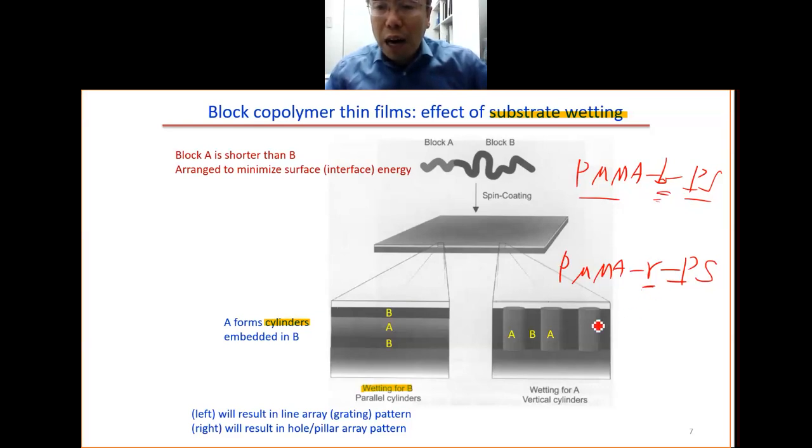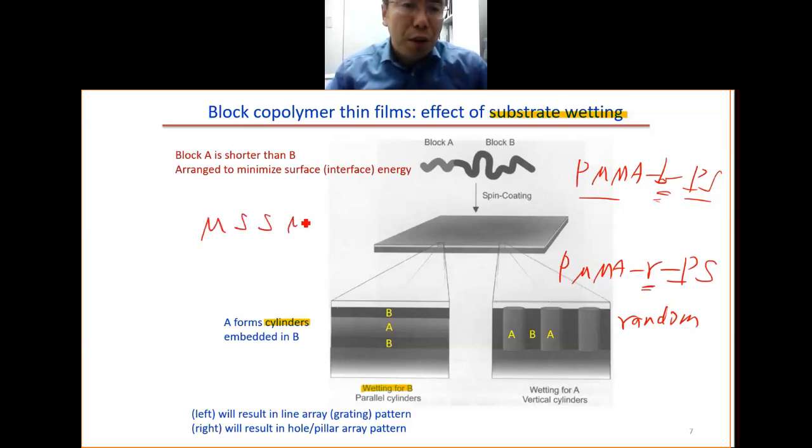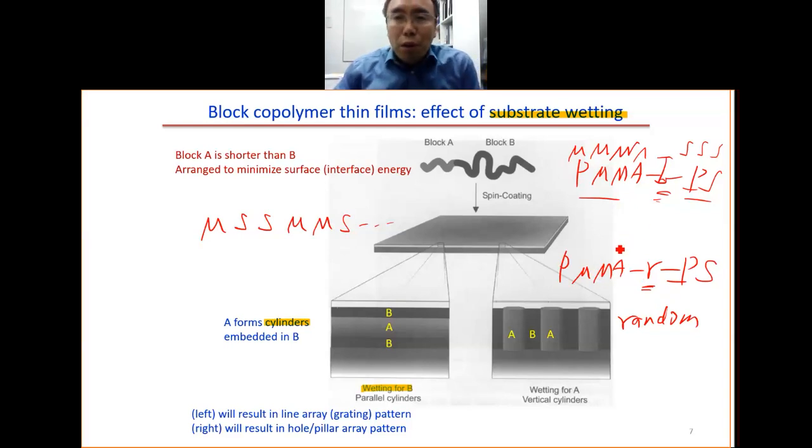What is r? R here means random. For example, you have PMMA, polystyrene, PMMA, polystyrene in a random arrangement. For the block, it is like M, then S for polystyrene. This is the block. For this random copolymer, if it has similar volumes, 50% PMMA and 50% polystyrene, then it will have the same surface energy and wet PMMA or polystyrene equally. So this is neutral.